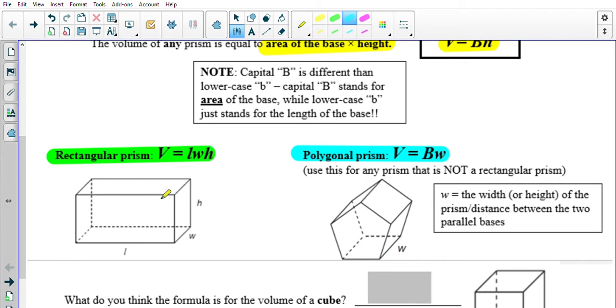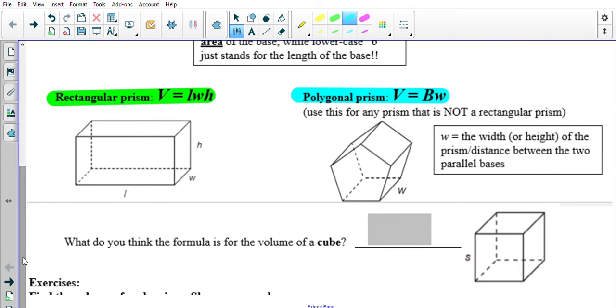You may want to pause the video at this point and think for a moment what you think the formula is for the volume of a cube where every edge has length s.